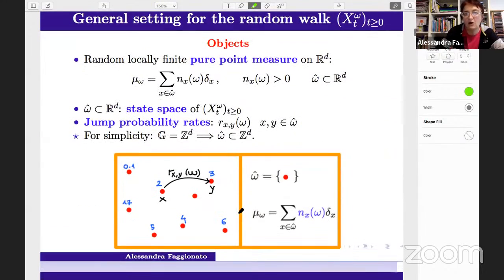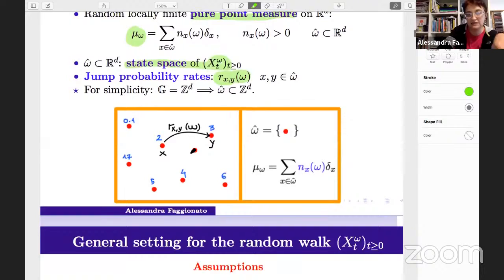Then a fundamental object is mu omega, which is a pure point measure. The support of mu omega is indeed the state space of my random walk. It is given by these red points. And I have also, as another object, the jump probability rates of my random walk, r^omega_{x,y}, with x and y in the state space; this is the jump probability rate in the environment omega. For simplicity, I recall that when G is the group Z^d, as for the simple random walk in the supercritical percolation cluster, I suppose that the state space is inside Z^d.